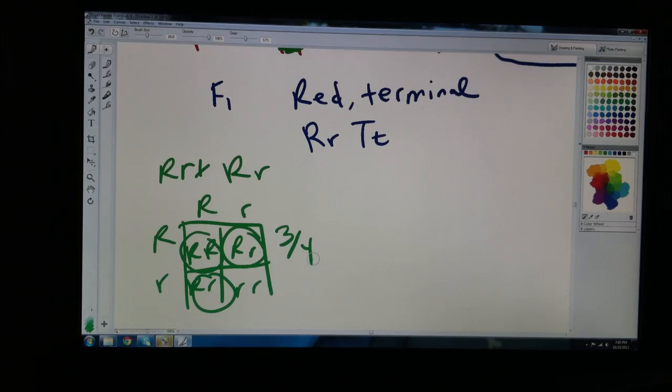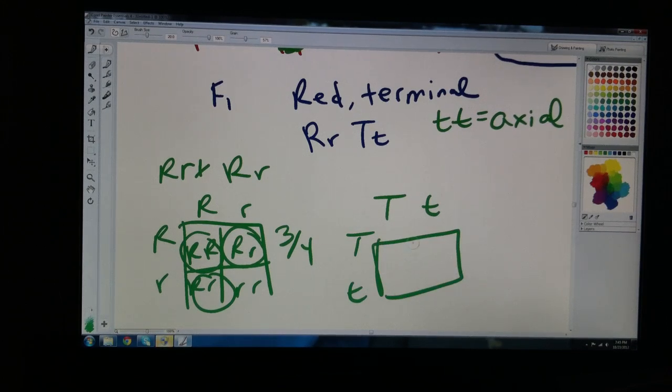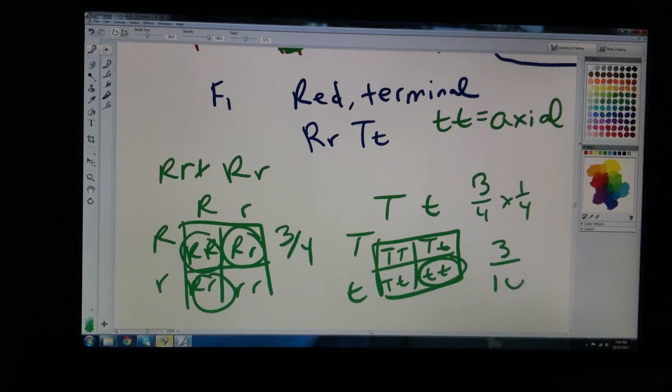Then our next question is, it wants to know axial flowers. So axial flowers would be homozygous recessive. So if we do a Punnett square like this, to see the likelihood, you have a 1 out of 4. So if you do the math, a 3 out of 4 times a 1 out of 4 is going to give you 3/16. So 3 out of 16 offspring are going to have red flowers that are axial.